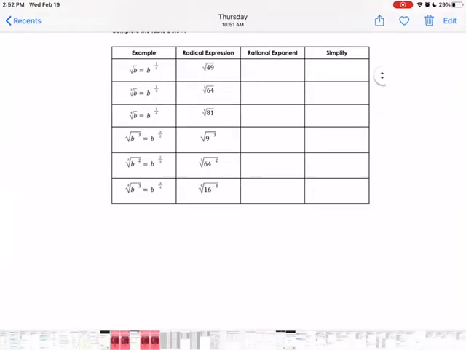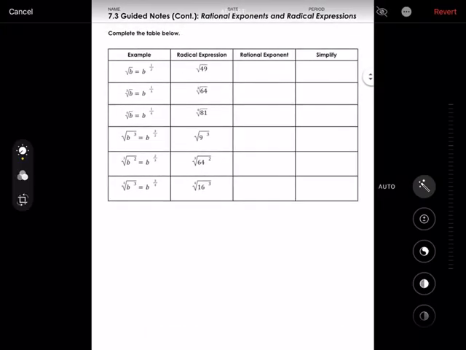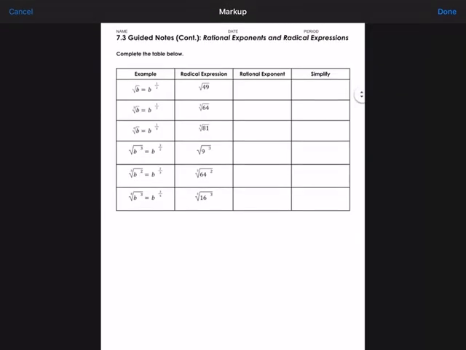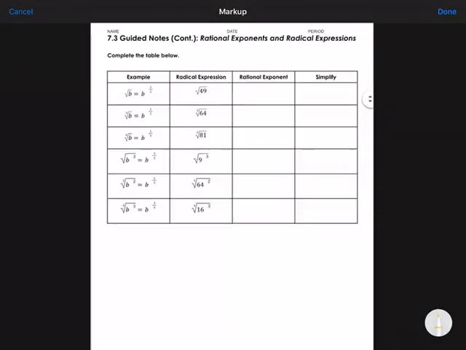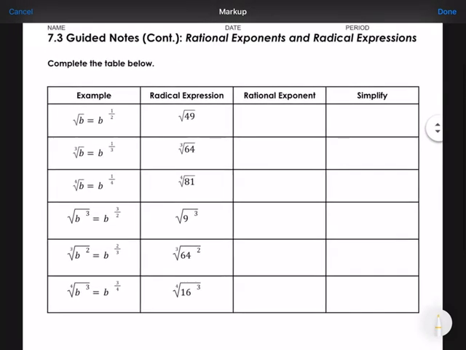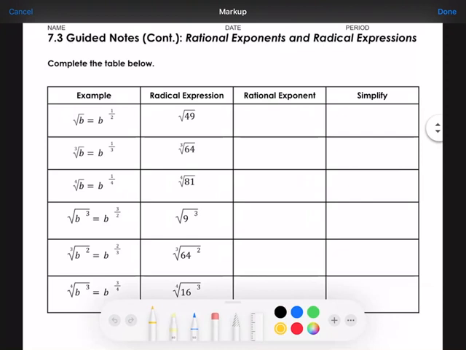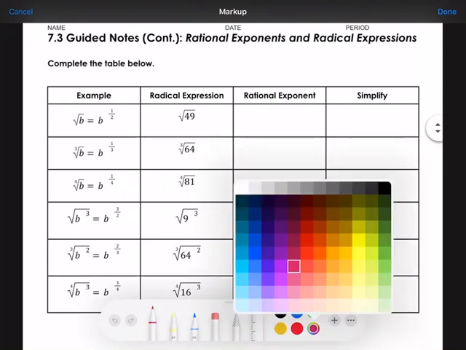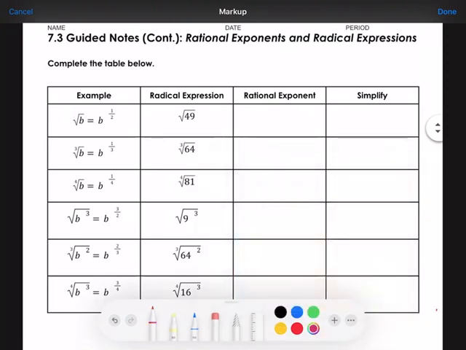So now we're going to work through some examples of rewriting these expressions and also simplifying. So if you flip to the next page of your guided notes, we're going to work through this table together, and we're going to practice using some of these rules and also simplifying the radical expressions. So what we have over here is showing us an example of the rule, and then we're going to transfer a radical expression into a rational exponent, and then we can simplify it.